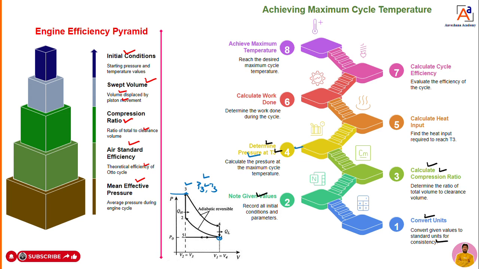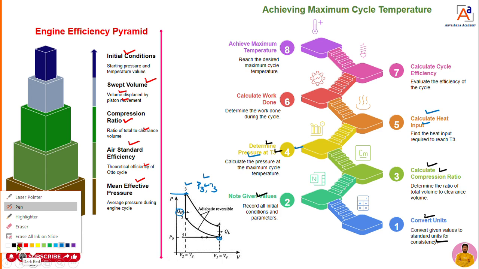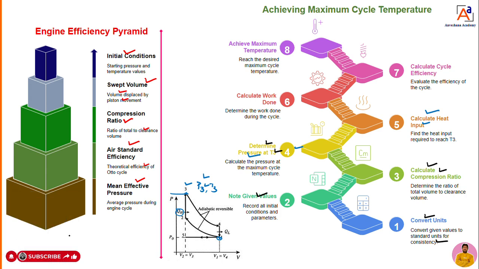Once you have calculated the pressure at the maximum point, then you have to calculate the heat input. When it is compressed, you are going to supply a certain amount of heat. Now how much heat you have supplied, that you need to calculate. How to calculate that heat supplied? Just a minute, I will show you here. Now you are supplying heat here, right? That heat supplied we need to calculate.